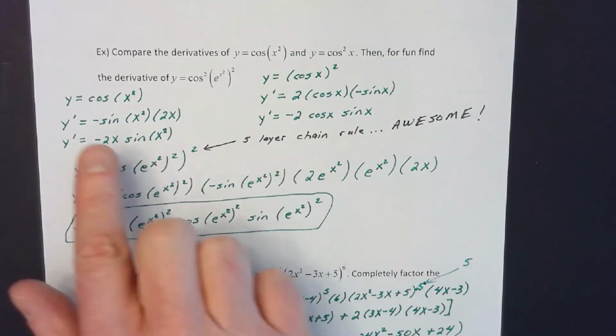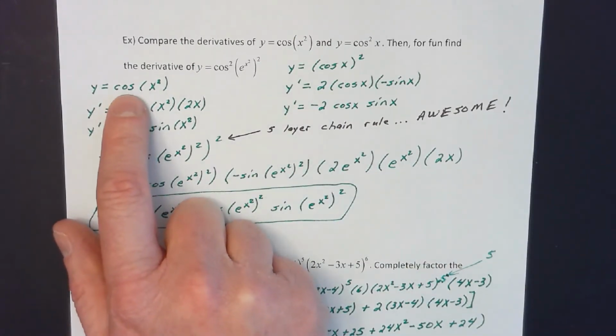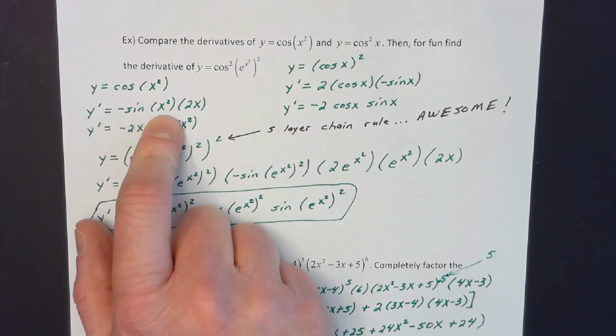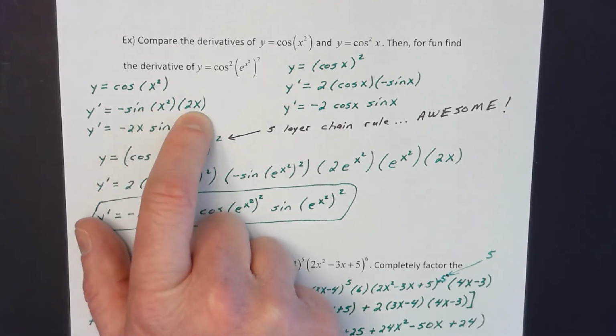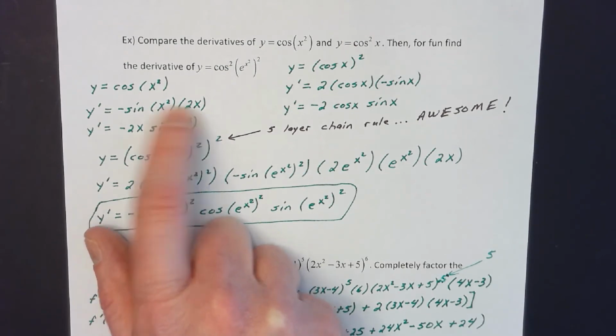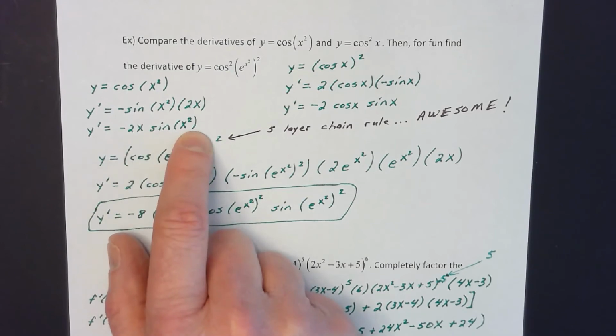So I take the derivative of the outside first, and I can say, well, okay, the derivative of cosine is negative sine. I keep the angle, then I multiply by the derivative of the angle. Now I can say, well, that 2x times negative 1 is going to give me negative 2x sine of x squared. Final answer for that one.